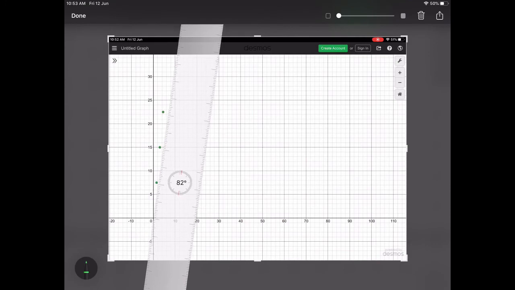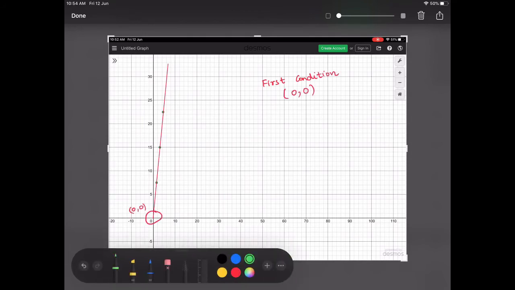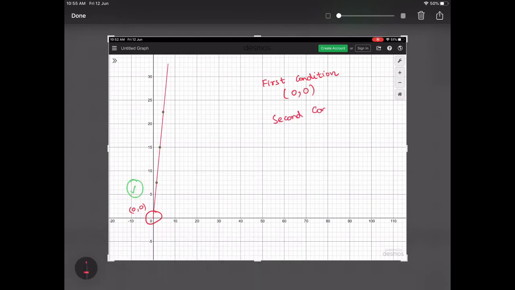We now join all 3 points and we get a straight line that passes through the origin. Origin means the 0, 0 point. We can see that the first condition of the line passing through the 0, 0 point is satisfied. We can also see that the second condition of the line being straight is also being fulfilled. These are the two conditions that, when fulfilled, mean that both the variables are proportional.